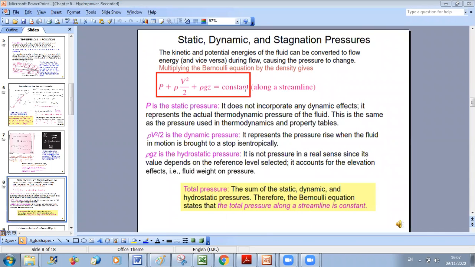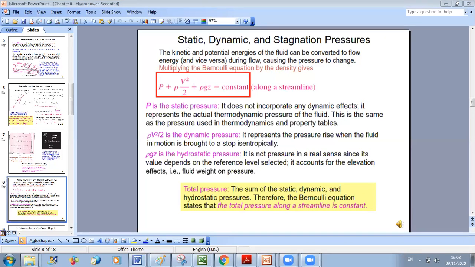Now, as you can see here, all your terms have the dimension of pressure. So physically, we say that the first term P is the static pressure. What do I mean by this? It is the pressure of the flow, and it does not incorporate any dynamic effect. So if it's moving or at rest, if I take a device and measure the pressure, it's independent. The static pressure does not consider whether my fluid is in motion or at rest. It's just related to the energy of my flow. Okay, so this is the pressure we use in thermodynamics tables.